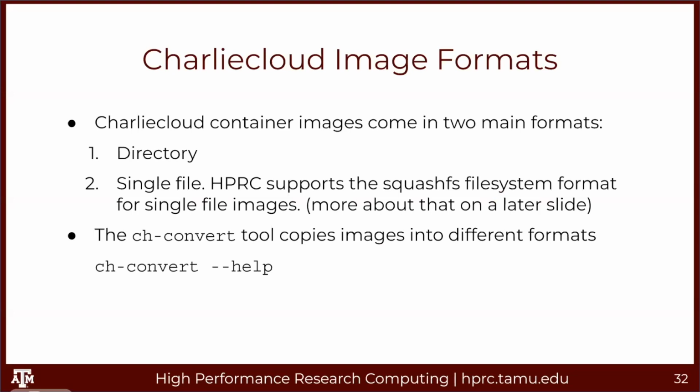I'll start with Charliecloud. Charliecloud container images come in two main formats. First, we have the directory image format. And second, we have the single file image format. And for this purpose, HPRC supports the squashfs file system format for single file images. We'll learn more about that on a later slide. Charliecloud has a tool, ch-convert, that can copy images into different formats. So let's try the ch-convert tool.